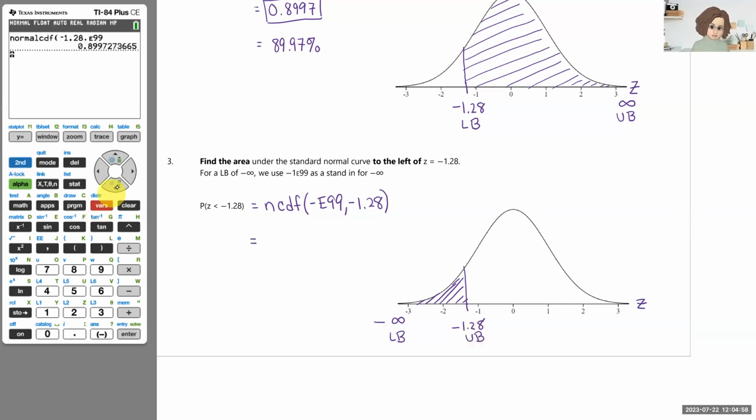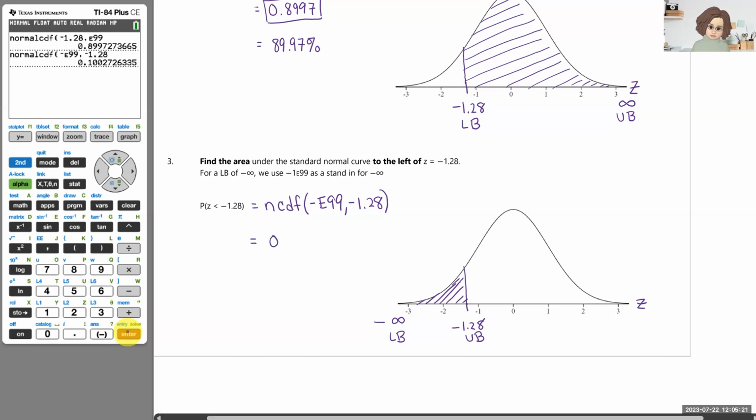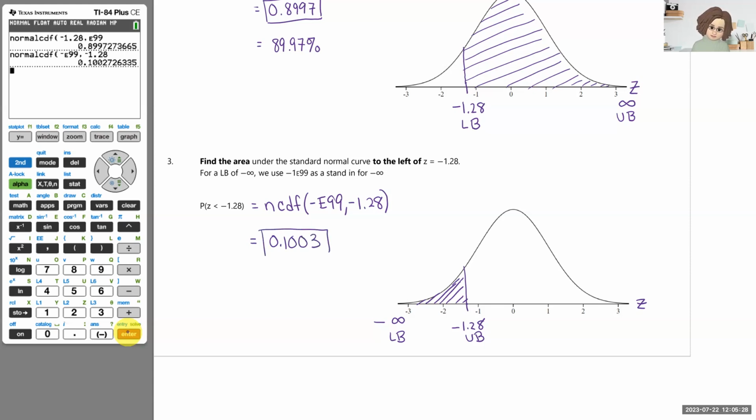All right, so let's go to our distributions, normal CDF, and now negate, and then negate your E, second comma button. So that is our E, and then the 99, comma, negative 1.28. And I'll round that to 4 places, 0.1003. And writing that as a percent, that would be 10.03% of that picture.